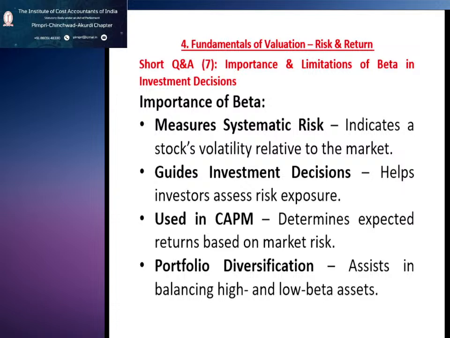Then it guides investment decisions. So the importance of beta, which is a measure of systematic risk, is that it measures systematic risk itself, and secondly it guides investment decisions. In a way it helps investors assess the risk exposure. Then beta is used in CAPM. CAPM is the capital asset pricing model. Over here it determines expected returns based on the market risk.